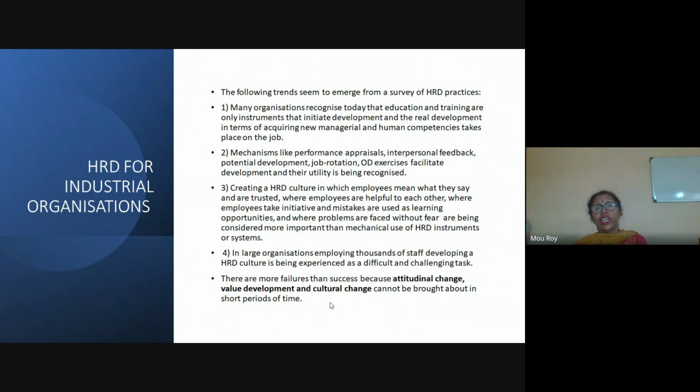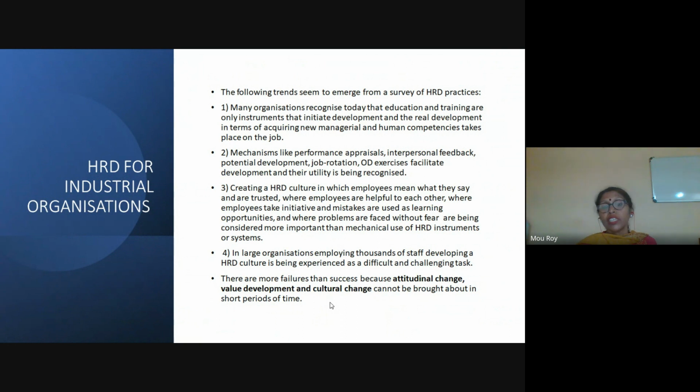So you have to create an HRD culture, which is very important, where employees are trusted, helpful to each other, take the initiative, and mistakes are used as learning opportunities. Every other day we face some problems, and facing them without fear is considered more important than the mechanical use of HRD instruments or systems.